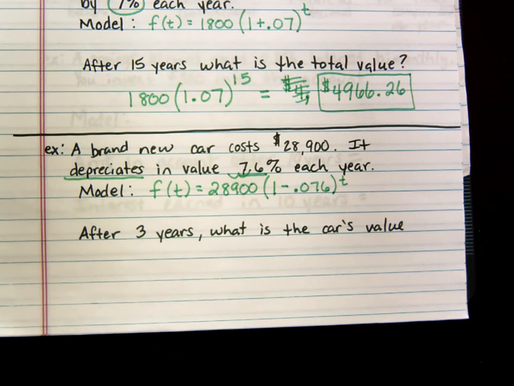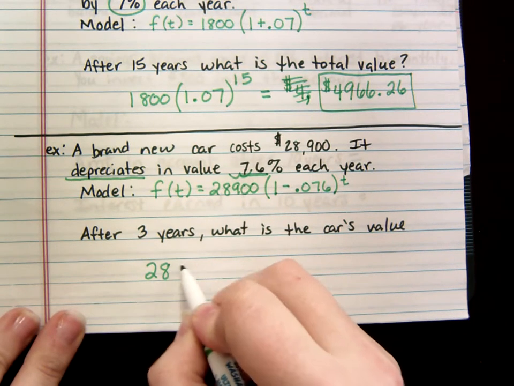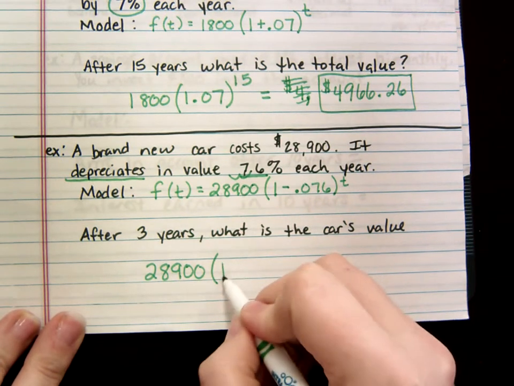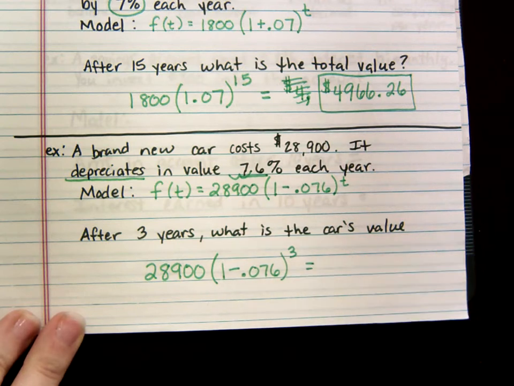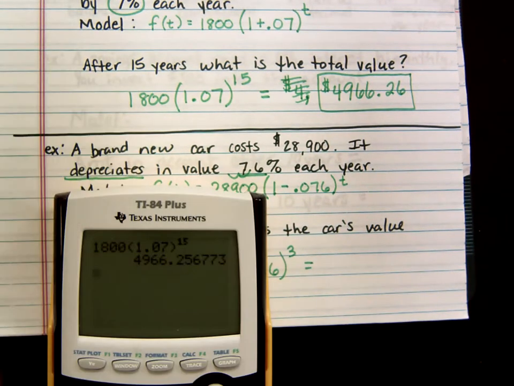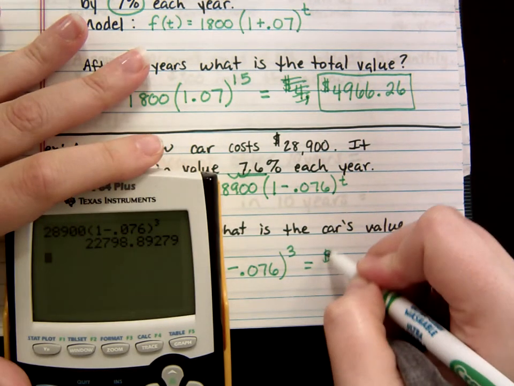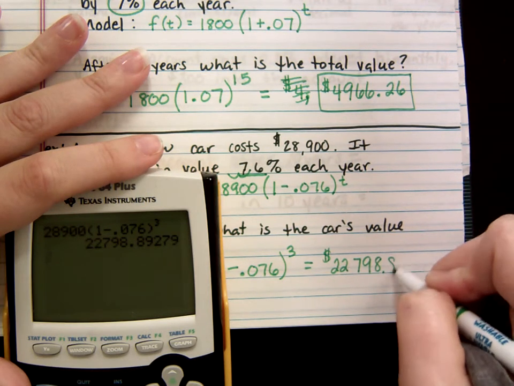Now, to figure out the value after 3 years, what we're going to do is plug in 3 as my exponent. So 28,900 times 1 minus 0.076 to the third power. And this gives me a value of $22,798.89.